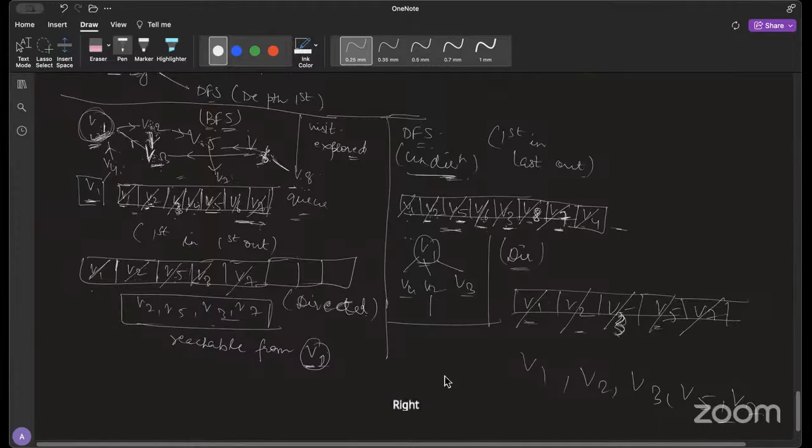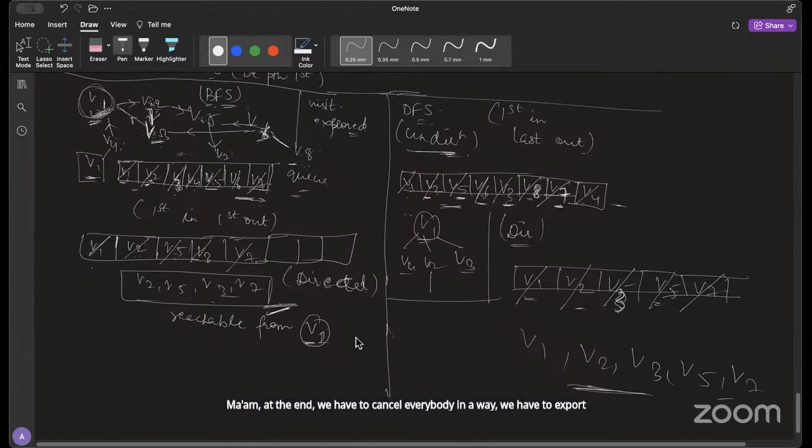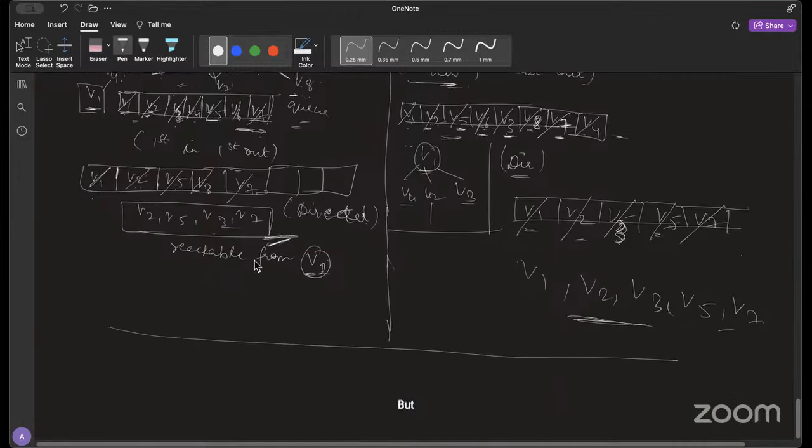Ma'am, we got the same answer, whether BFS or DFS? Yes, the answer is going to be the same. These are just two different approaches. At the end, we have to cover everybody; in a way, we have to explore everybody. That is the complete thing. But they follow different approaches.